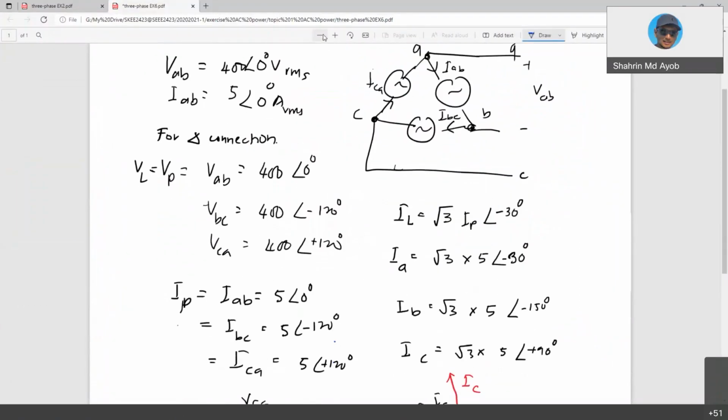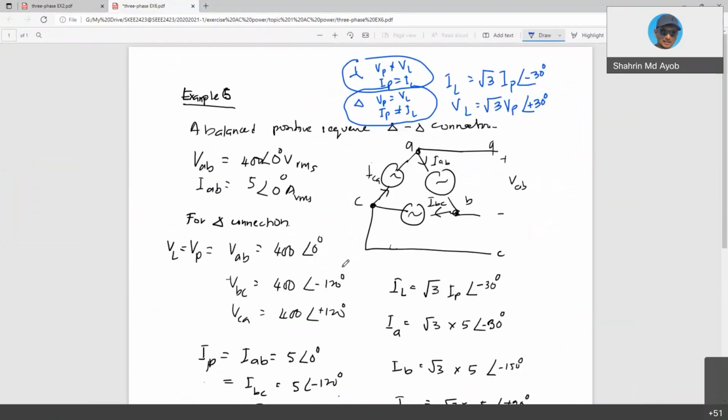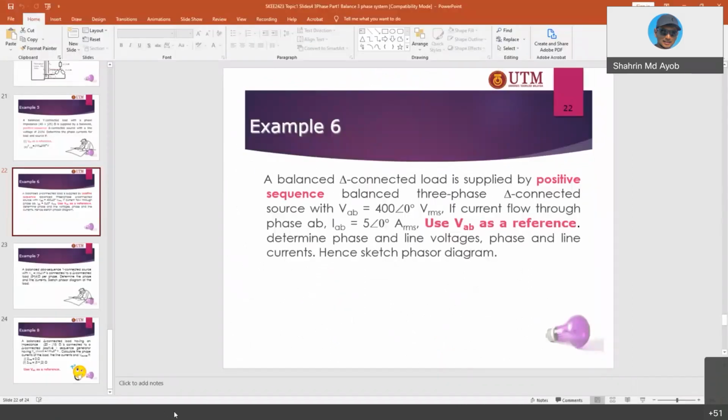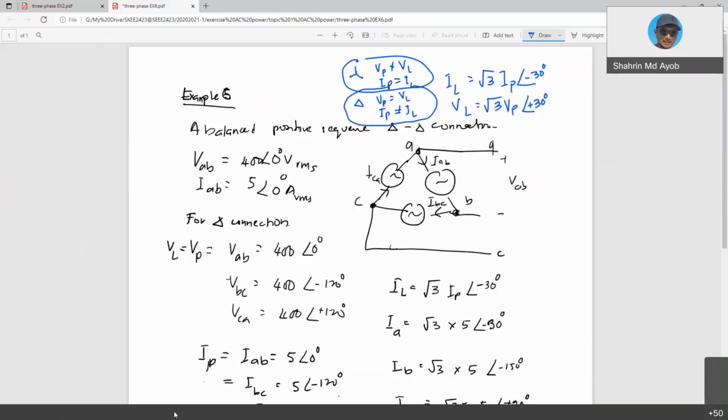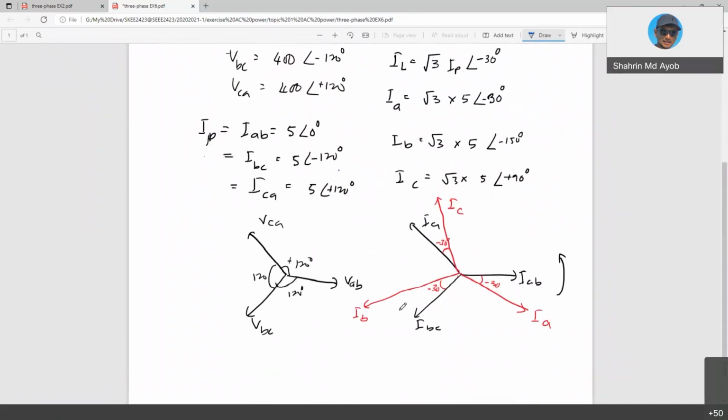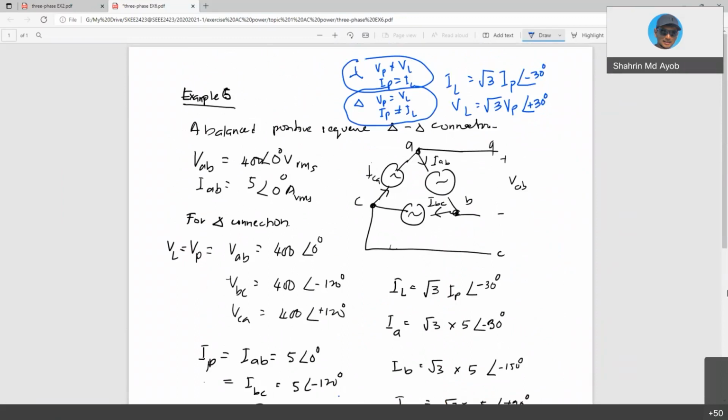Because this is just straightforward. Okay, so this one. Example 7. Which one is example 7? Okay, this one.